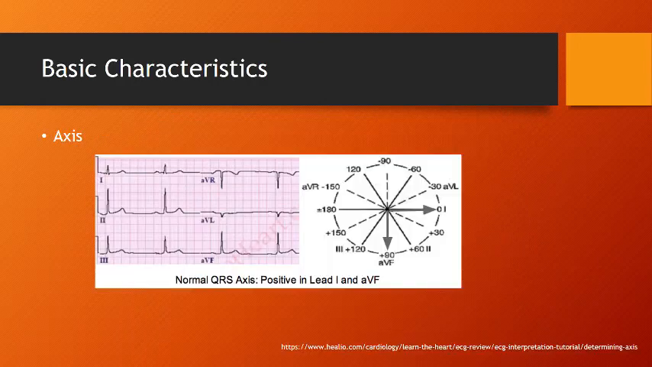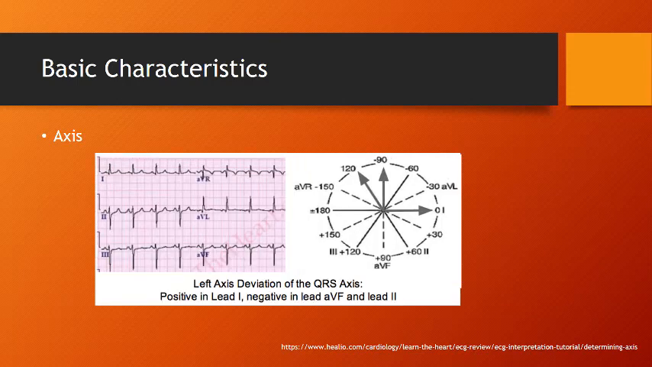The third important characteristic we can find in an ECG is the axis. By looking at the complexes in the limb leads, we can identify the axis of any ECG rhythm. If the QRS complex is upright or positive in both lead 1 and lead aVF, this is the normal axis, which is usually between 0 degrees and 90 degrees. If the QRS complex is upright in lead 1, as shown in this picture, and downward in lead aVF, then the axis is between 0 degrees and minus 90 degrees.